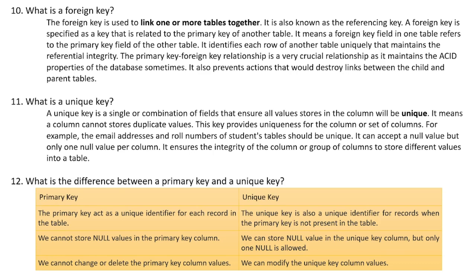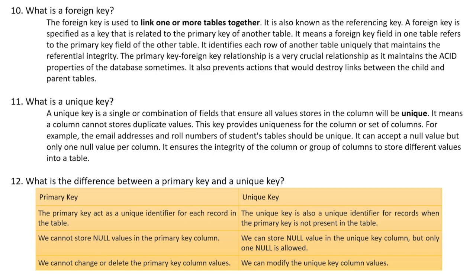It identifies each row of another table uniquely, which maintains referential integrity. The primary key-foreign key relationship is a very crucial relationship as it maintains the ACID properties of the database sometimes. It also prevents actions that would destroy links between the child and parent tables.